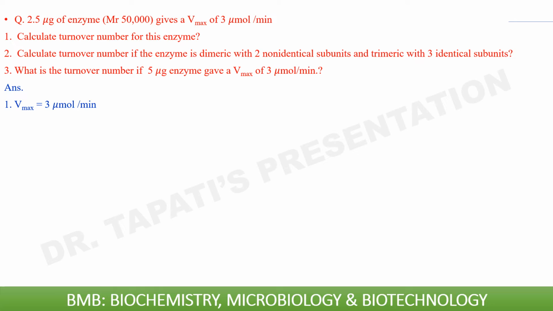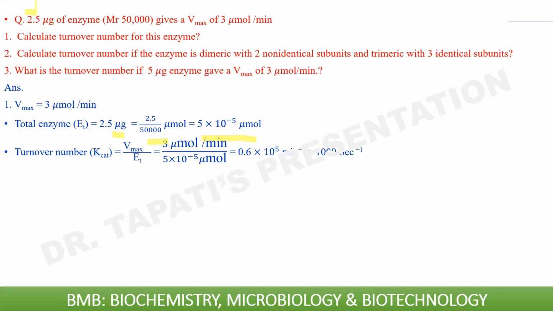Let's solve it. Here the Vmax value is 3 micromole per minute and the total enzyme content is equal to 2.5 microgram. 2.5 microgram is equal to 2.5 divided by 50,000, that is the molecular weight of the enzyme. So we are converting microgram to micromole by dividing by the molecular weight, and therefore the total enzyme content ET is equal to 5 into 10 to the power minus 5 micromole.